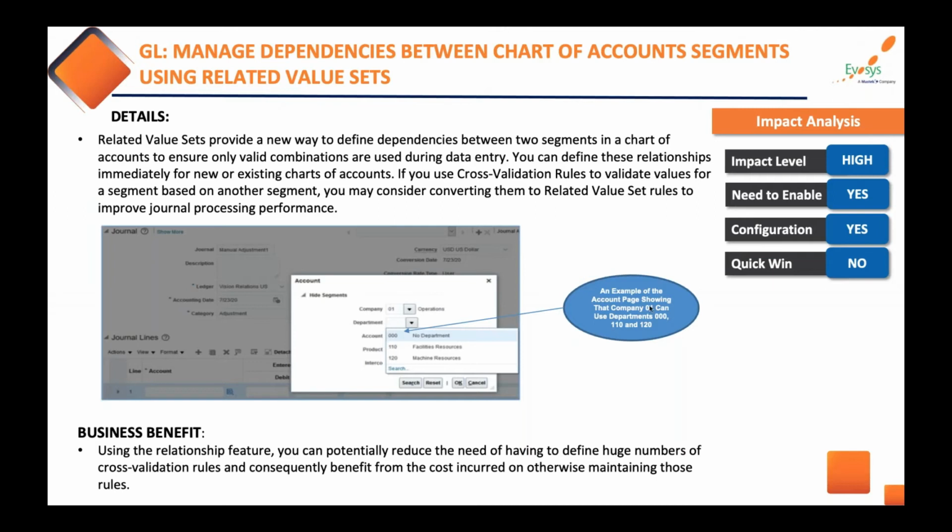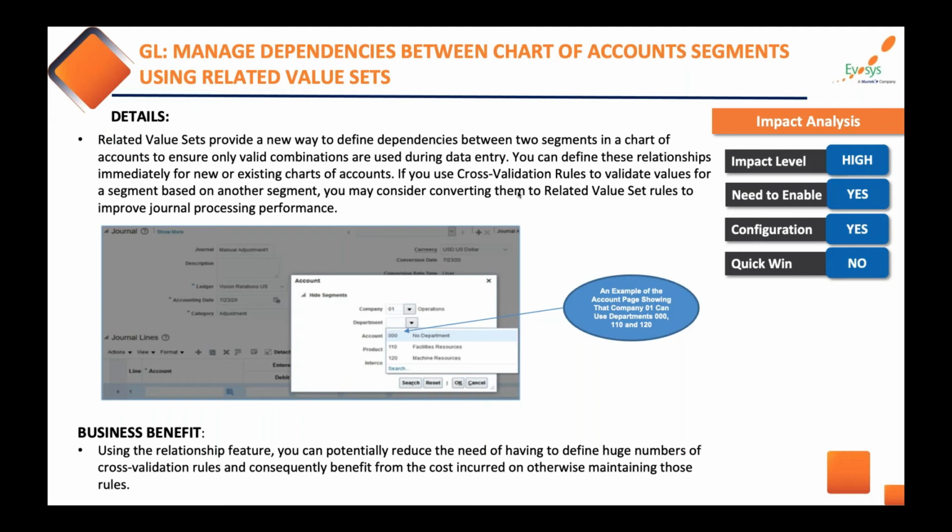Yes, this is a very important feature which is now coming in, and it's going to change the way people design the chart of accounts. Currently, many of us have implemented cross-validation rules in order to avoid any wrong combinations going into the system. And over time, the maintenance of those cross-validation rules was also very heavy. One limitation of cross-validation rules was that once the combination is created, they do not actually perform validation on top of it.